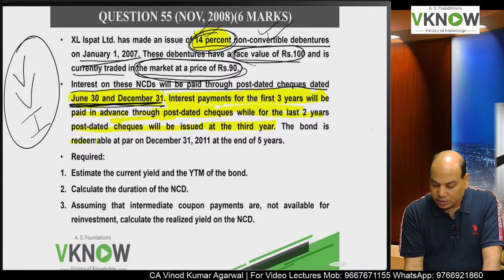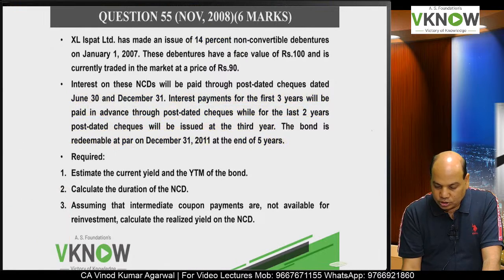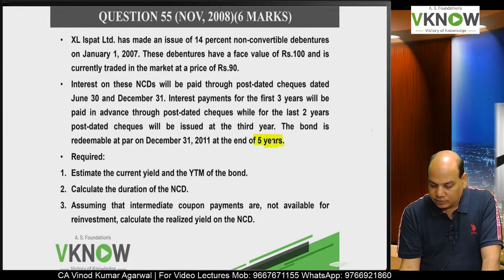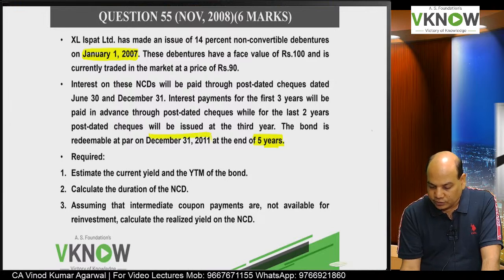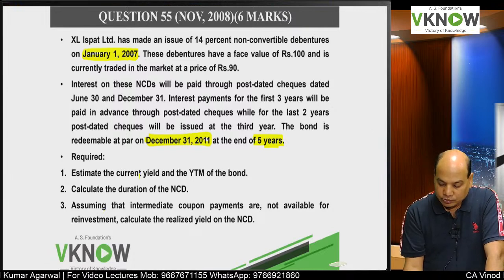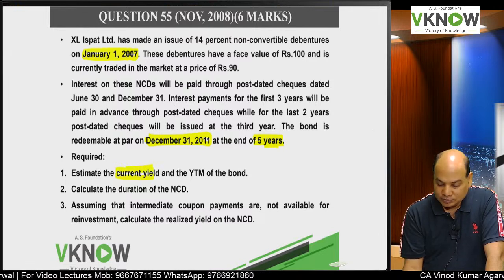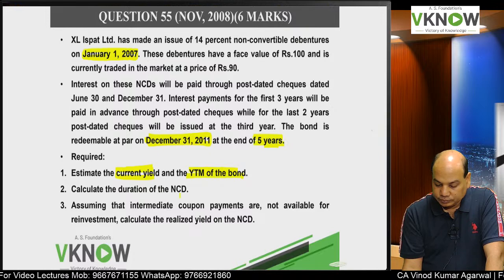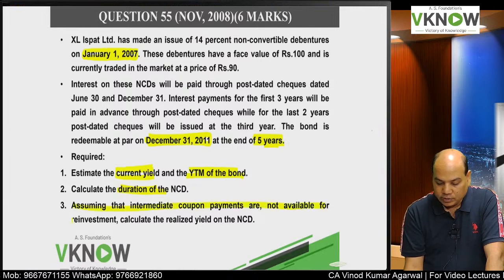The bond is redeemable at par. Redemption is at par on 31st December 11 at the end of 5th year. So total life of the bond is 5 years. You can count also 1st January 2007 to 31st December 2011, 5 years. So what are the calculations? Very good question. They have asked many concepts in one problem. Current yield, YTM, duration, and assuming that intermediate coupon payments are not available for reinvestment.